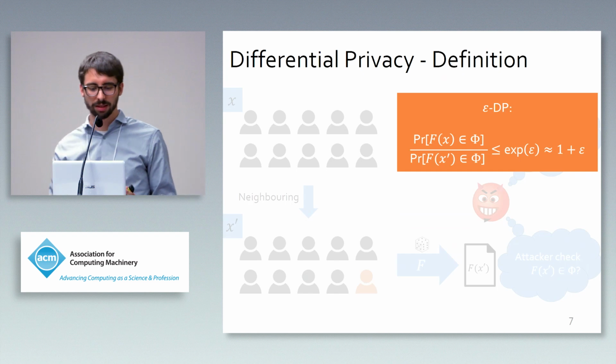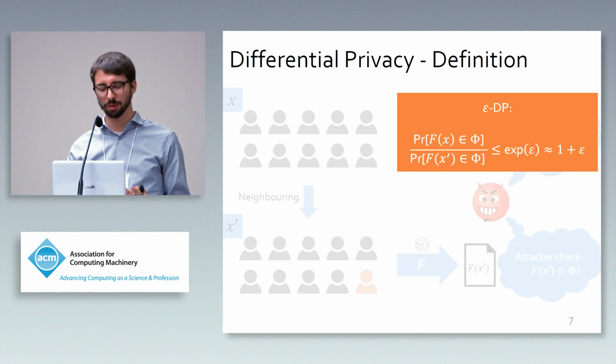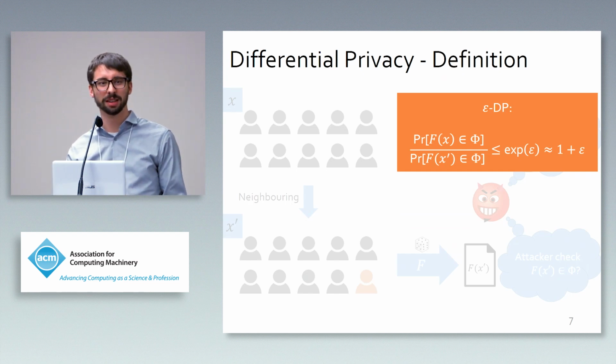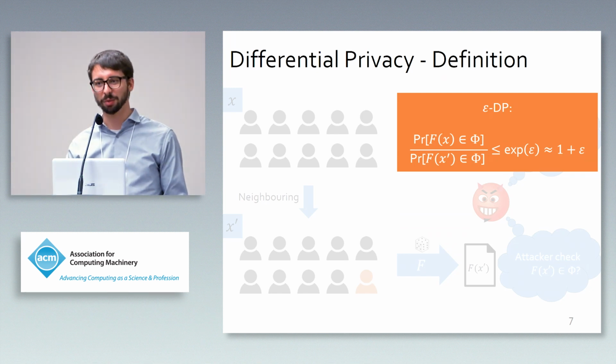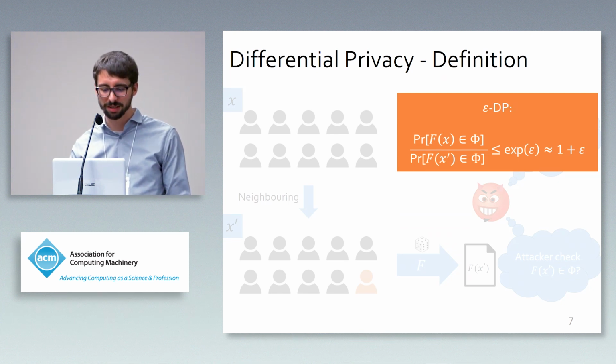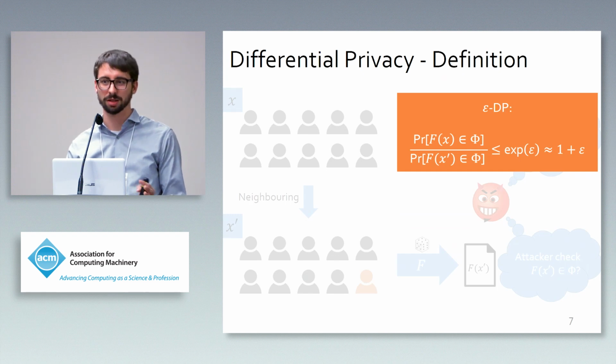Now, differential privacy is trying to prevent the attacker from determining if she's seeing f of x or f of x prime. And the way differential privacy does this is by asserting that the probability that the attacker's check succeeds for f of x and for f of x prime is roughly the same. So I formalized this here, right? This is a standard notion of epsilon differential privacy, which says that the ratio of the two probabilities is at most e to the epsilon, which is roughly 1 plus epsilon.